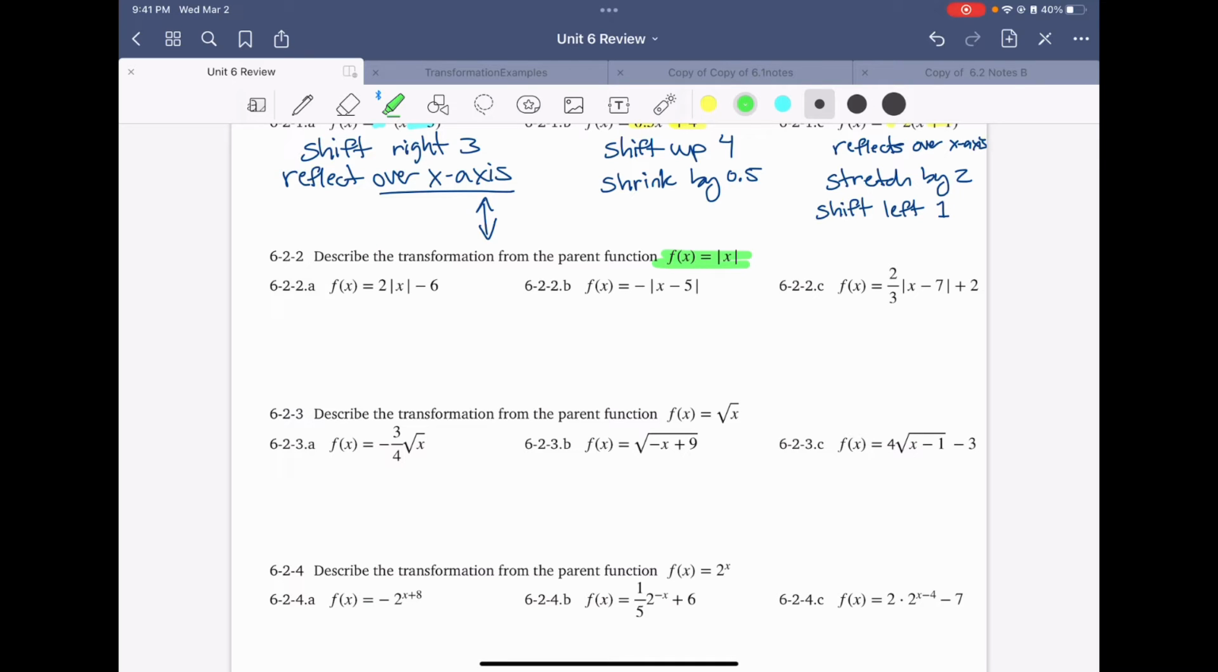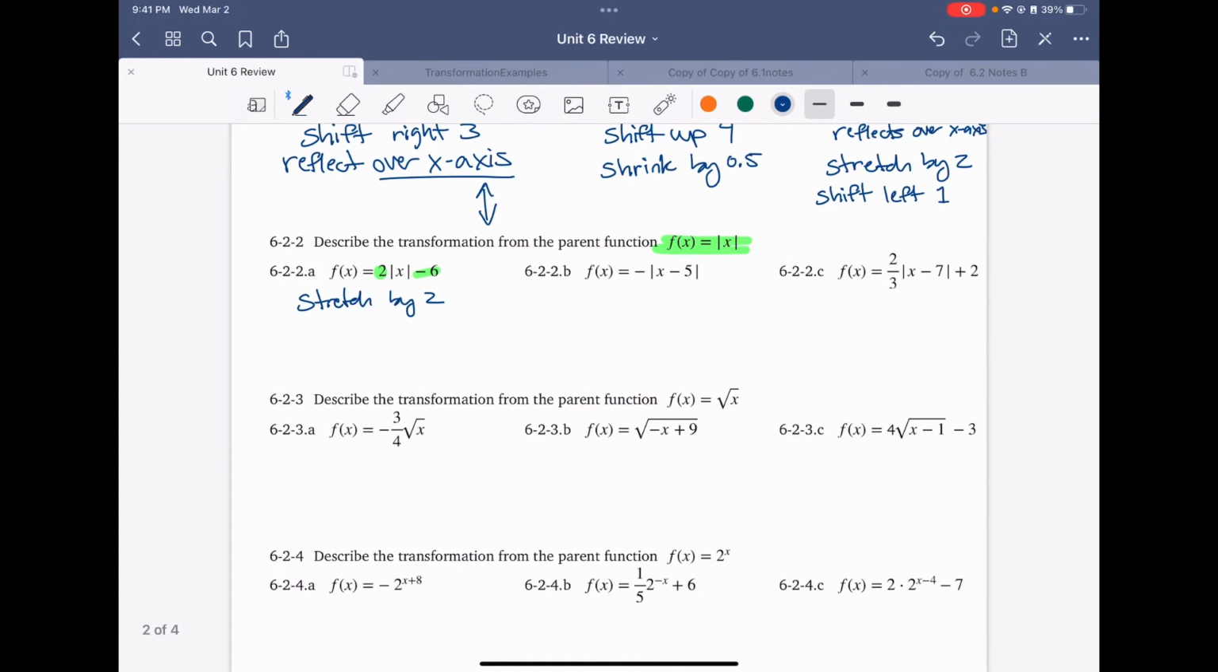So all of these are transformations of absolute value of x. That's our basic function that we're making changes on. So the first one, the changes I see, I'm looking for what's different compared to absolute value of x. Well, this 2 is different, and this -6 is different. The 2 is going to stretch by 2, and the -6 is going to shift down 6.